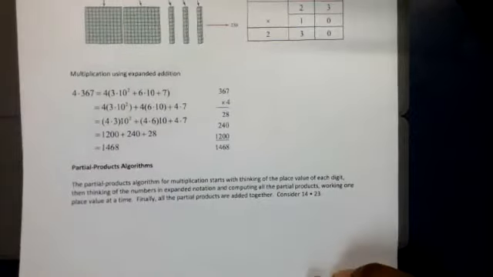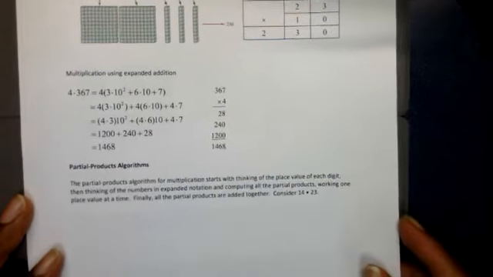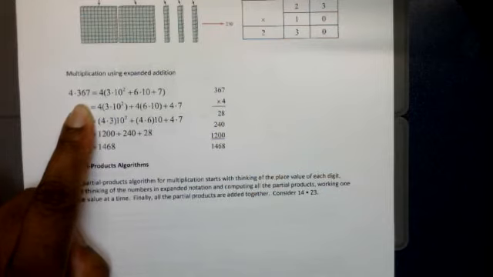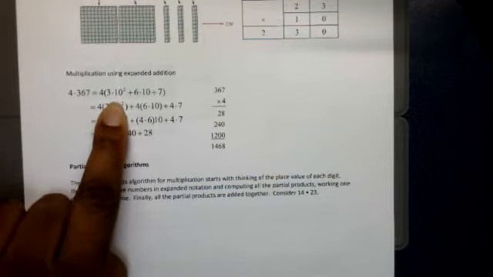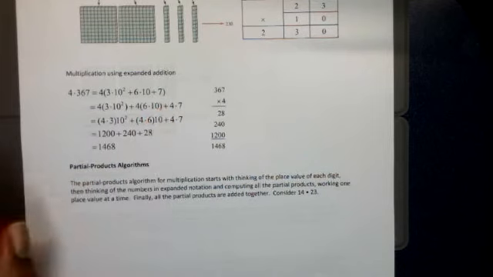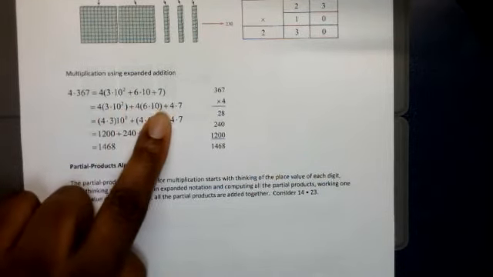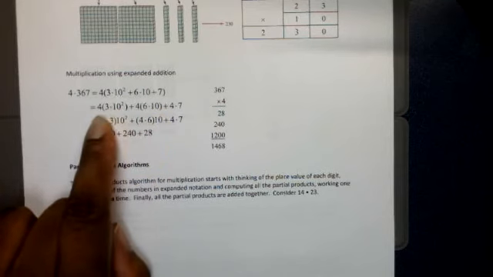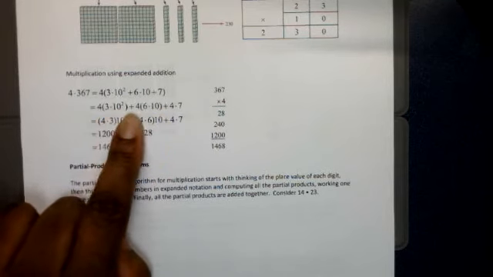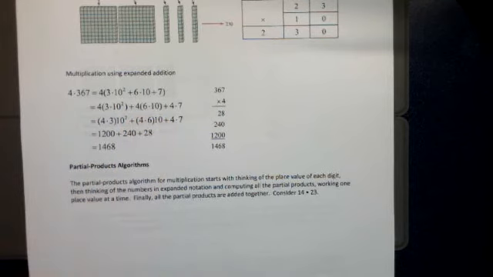And then we have multiplication using expanded addition, like 4 times 367. Well, we're going to expand 367. So we bring over the 4, expand 367 as 3, which is in the hundreds place, that's 3 times 10 to the second. The 6 is in the tens place, that's 6 times 10, and then plus 7. Now we distribute the 4 over what's in the parentheses through multiplication. So you're going to have 4 times 3 times 10 squared plus 4 times 6 times 10 plus 4 times 7.